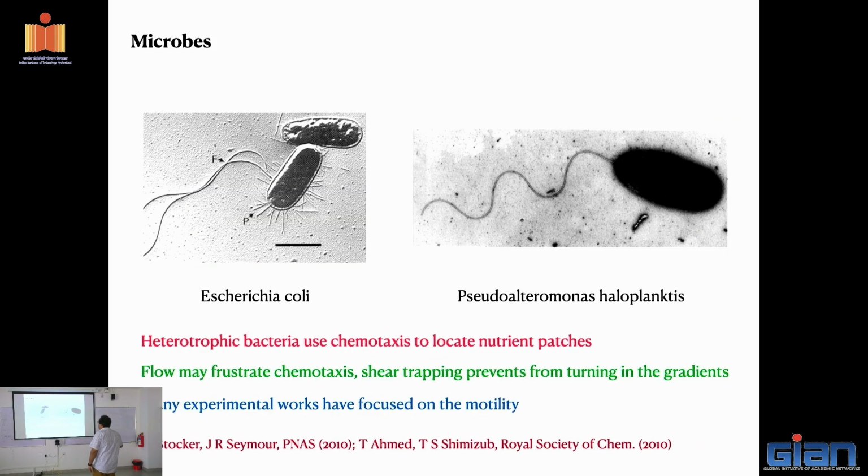Now let's have a closer look at these microbes. There are a variety of them, but I will focus only on this one, and again I will just reduce these to an active particle for the sake of example. You have Escherichia coli, and you have Pseudoalteromonas haloplanktis. These are heterotrophic bacteria.